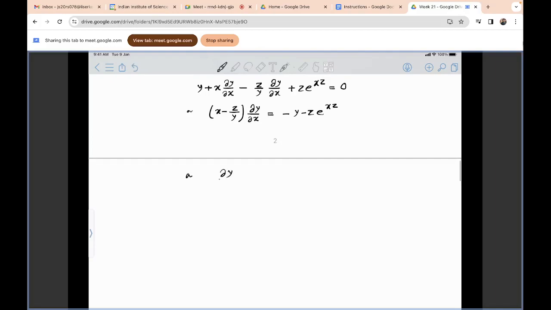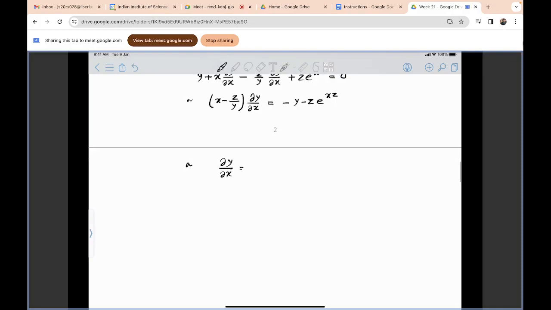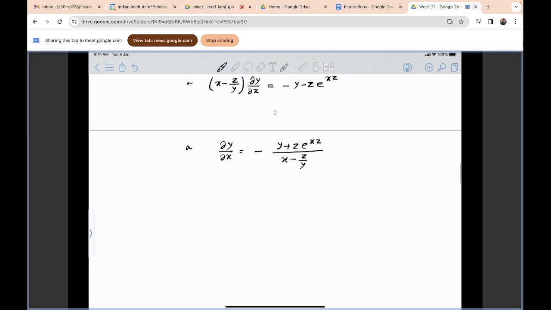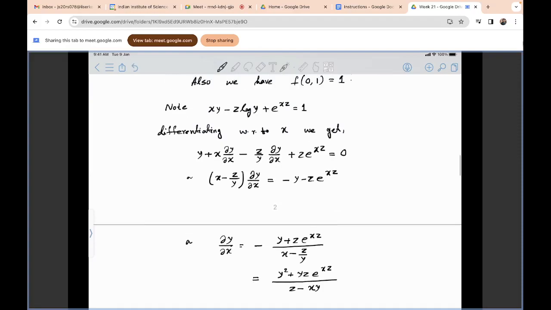So what will be del y by del x? Del y by del x will be minus y plus z e to the power xz, divided by x minus z by y. If you simplify, you get y square plus yz e to the power xz by z minus xy. So del y by del x we got.